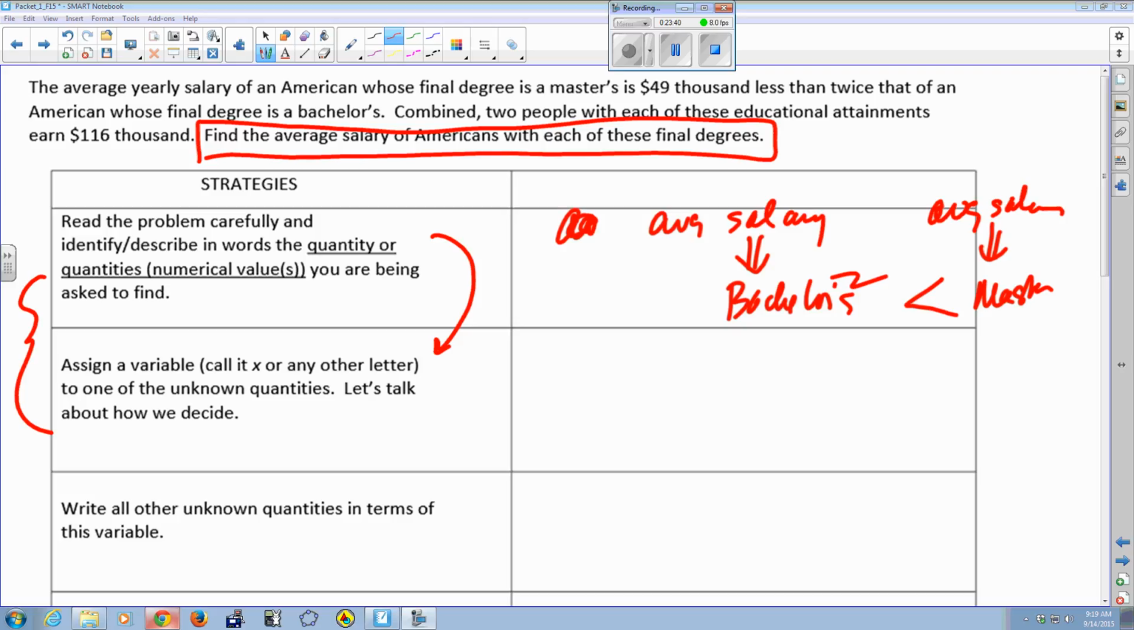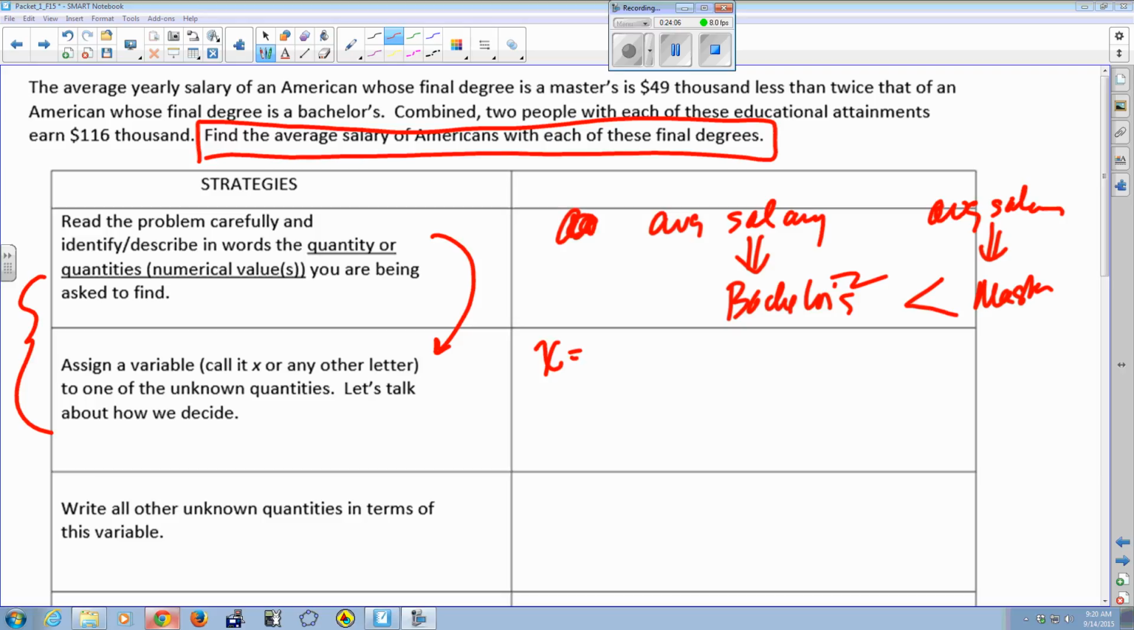$49,000 and twice the bachelor's, the amount earned for the bachelor's. Do you agree that the amount of money you earn with a master's degree is on average more than a bachelor's? Or you don't know? Yeah. Yep. So even just looking at the bar graph. So let's start with X.